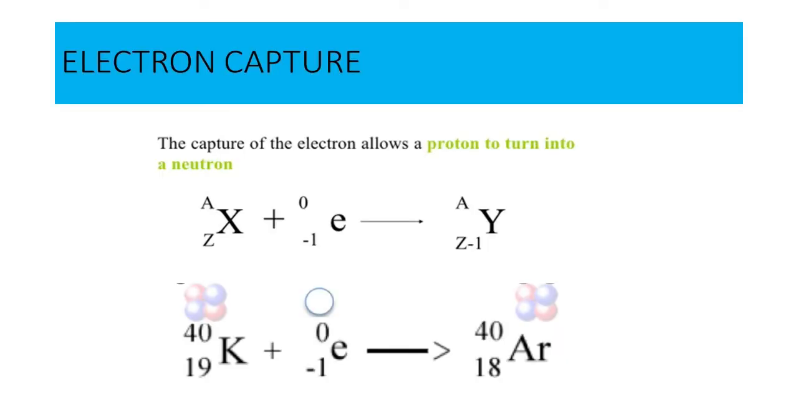In electron capture, a proton turns into a neutron. As you can see in the picture, you have potassium-40, and it captured an electron, which turns into argon-40. What you can see here, it's balanced. You have 19 plus -1 on the left side and 18 on the right side. So perfectly balanced.